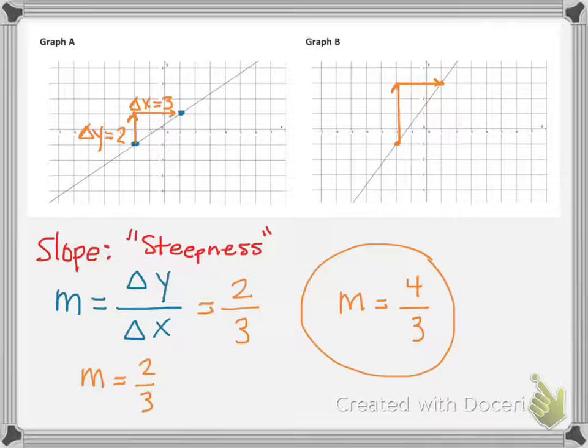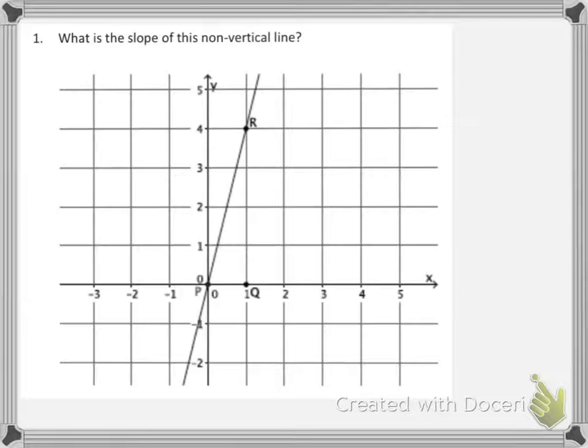All right, so let's try a few of those. We're going to find the slope of this line. And I'm going to start at the point (0, 0).